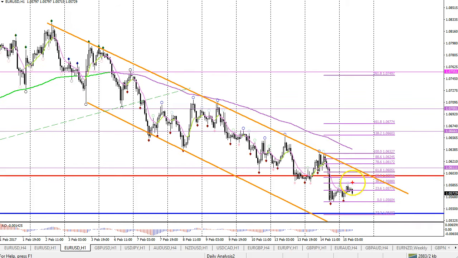A move up to the 38.2 would also be interesting. It kind of hit that just a few hours ago, but if it still gets up there and makes a full hit, I would be interested anywhere along the 38 and 50 fib.